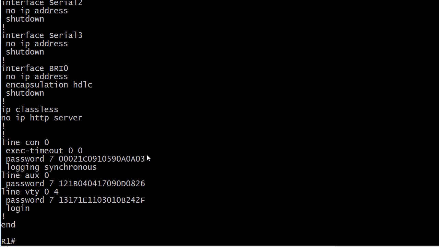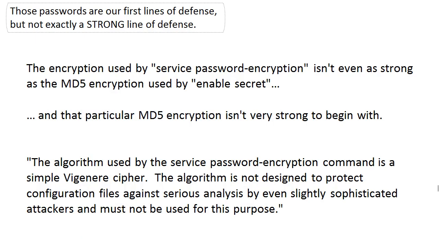But do you know how long it would take someone to crack those passwords who really knew what they were doing? And maybe even if they didn't? If they knew what they were doing, it would take about 5 seconds. If they didn't know what they were doing, it might take 10 seconds. That is because this is a very weak encryption. This is something off of Cisco's site as well, the quote that I have on the board, because the encryption used by the service password-encryption command is not even as strong as the MD5 encryption used by enable secret. And that particular MD5 encryption is not very strong to begin with.